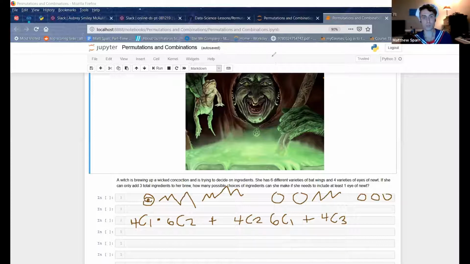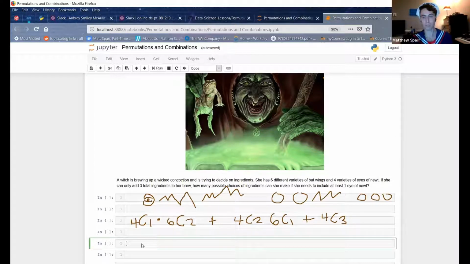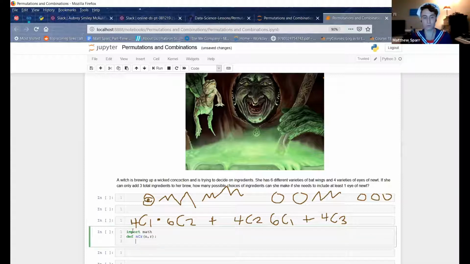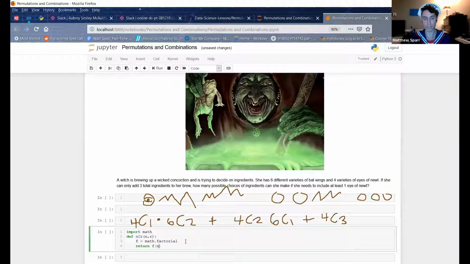To do this in Python, which doesn't have a built-in NCR function, we can make our own. We need to import math, and then we'll call it n choose r, and pass in a value of n and r. And this is just a little trick: you can assign a function to a variable just to shorten it. The math library has a factorial, and this will let us call it by putting f instead of math.factorial.